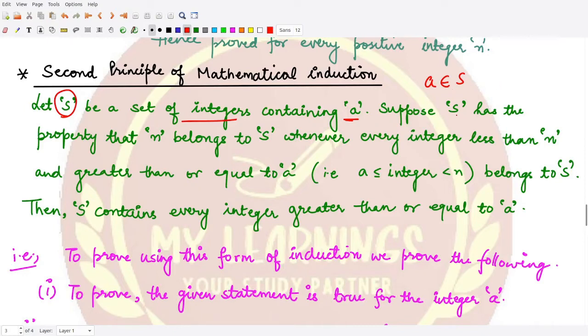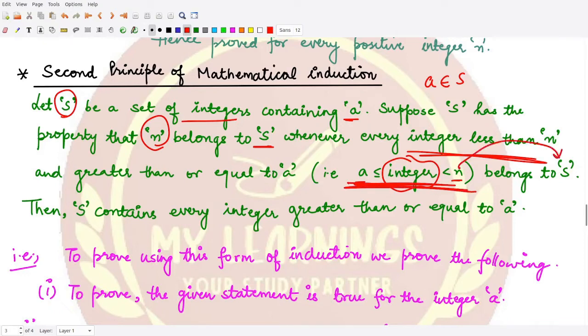Next we are saying that suppose this set has the property that n belongs to S whenever every integer less than n and greater than or equal to A belongs to S. If this condition is true, then this n would be a member of the set S. If this is happening, then the set S would contain every integer which is greater than or equal to A.